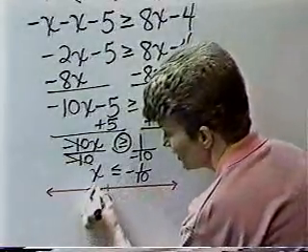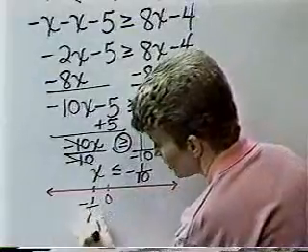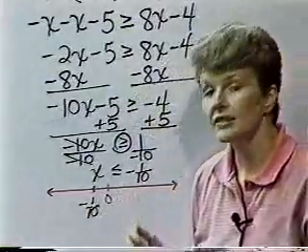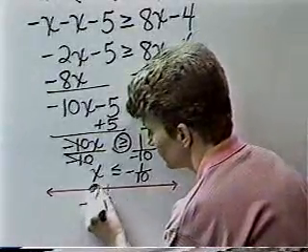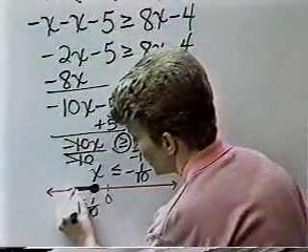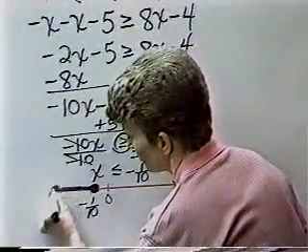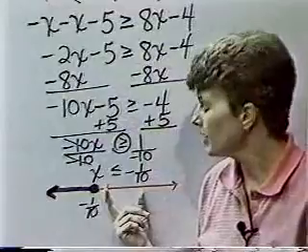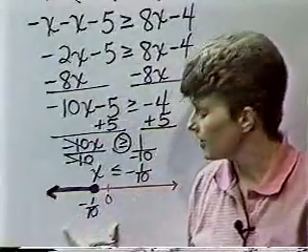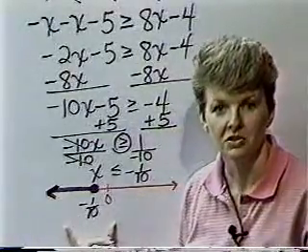Now let's graph the solution. Negative 1/10 to the left of 0. Less than or equal to, that means a closed circle, and we'll shade to the left. Here's my solution, x less than or equal to negative 1/10, and here's the graph of my solution.